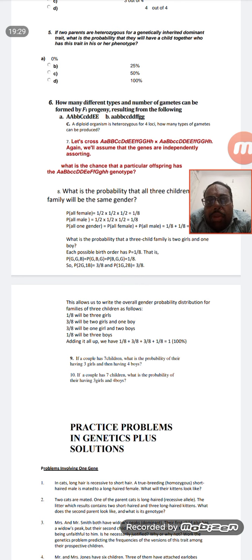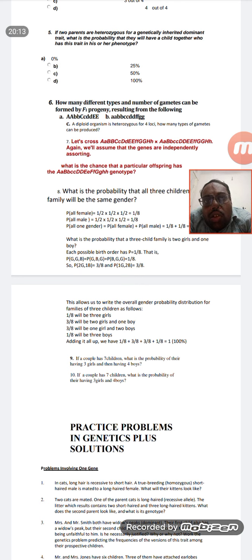So this parental genotype is given, and they have asked a question: what is the chance that a particular offspring will have this particular genotype, that is capital A, small a, capital B, small b, capital C, small c, capital D, capital E, small e. How will this offspring have this particular type of genotype? Parental genotype is given. From the parental genotype we have to know whether any of the offspring will have this type of genotype.